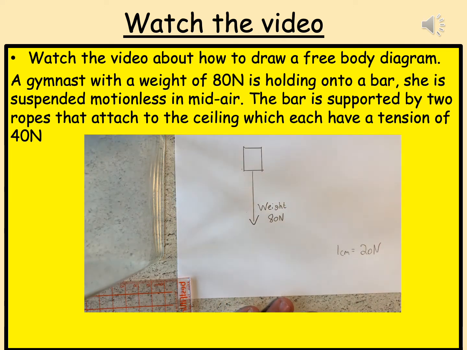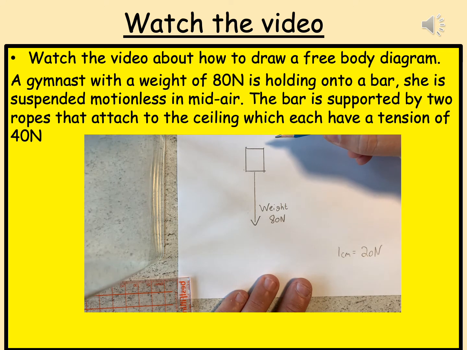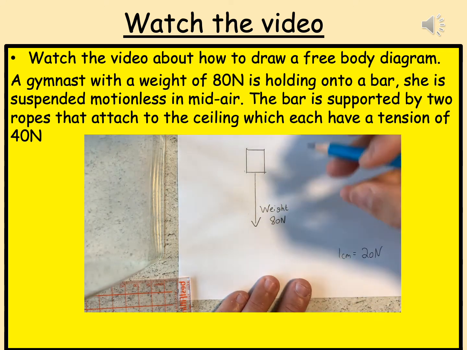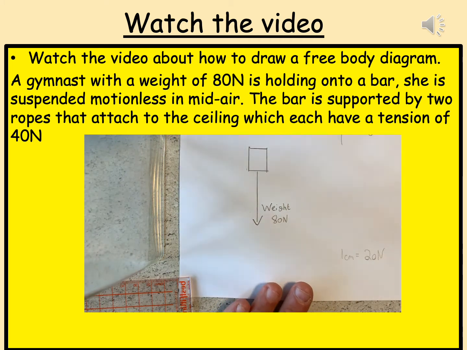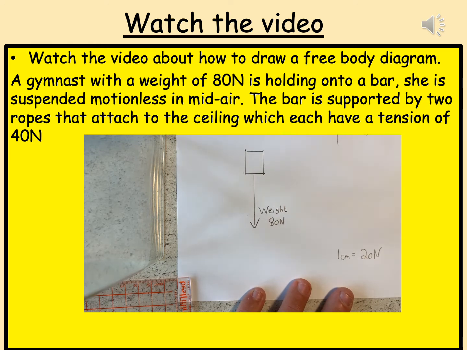Now the next part of the question tells us that she is suspended motionless in midair. Because she is motionless, that means the two forces must be equal. So whatever that upwards force is, must have a total of 80 newtons. Those forces must be balanced. Now it tells us that there are 2 ropes attached, so that means there's going to be 2 forces moving upwards.